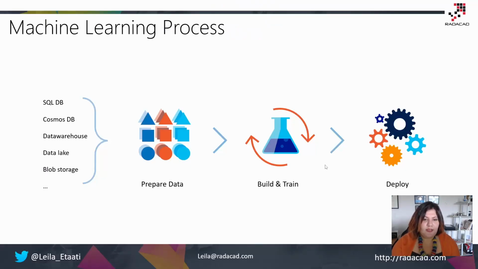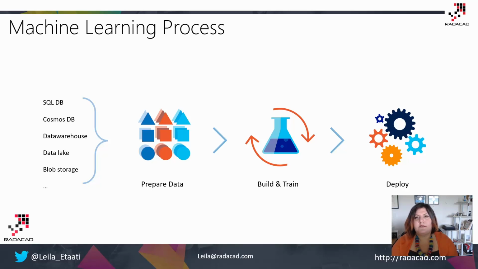So as you know, we have a machine learning process. The machine learning process starts with getting the data from different resources. This can be SQL DB, Cosmos DB, data warehouse, and other sources. After that, we need to prepare the data.